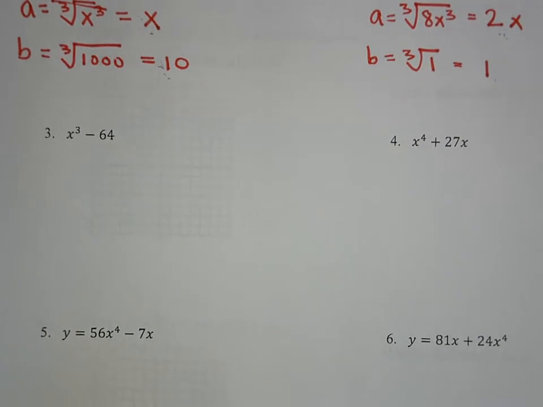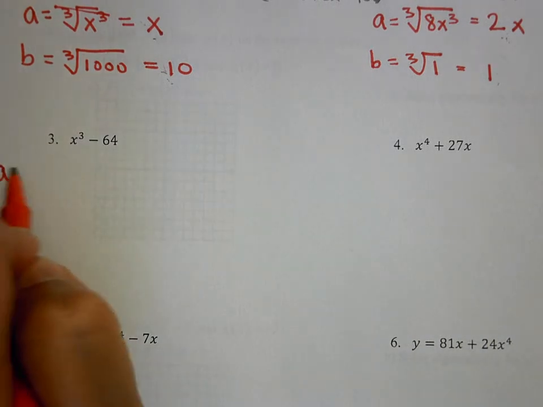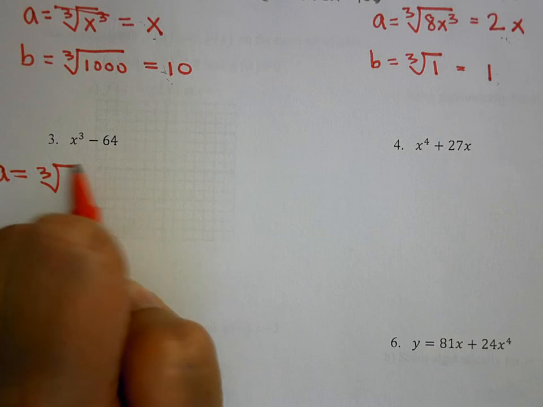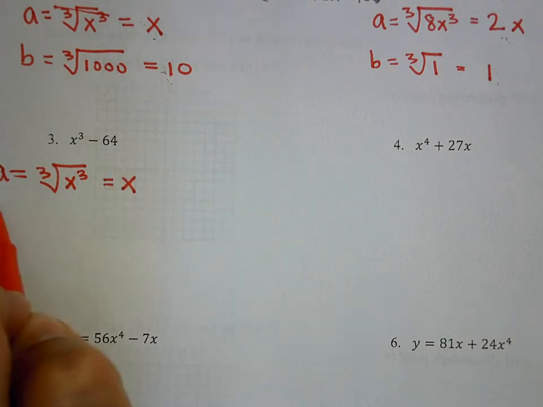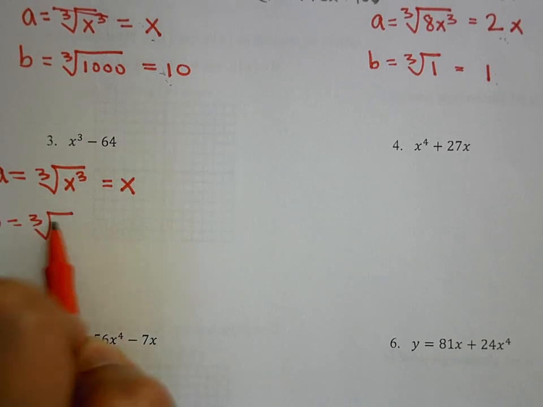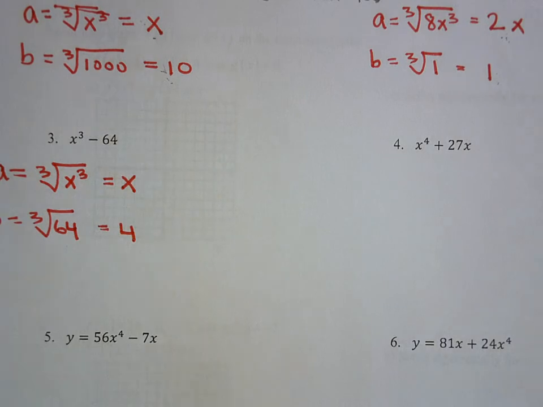Okay, so for here we have GCF. And so I want to find my a and my b value. So no GCF, I mean, that's what I meant to say. So I'm going to do the cube root of x cubed, which is just x, and then for b the cube root of 64. And if I don't know that, I would look up above, and that is just 4.